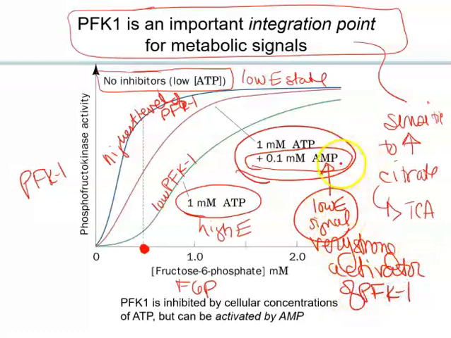So when we start to have even a small hint that the cell is entering into a low energy condition, we will greatly upregulate the activity of PFK1 and start to run glycolysis at a high level. So the cell anticipates this coming low energy state and will start to run glycolysis in order to maintain the proper needed amount of ATP within the cell.